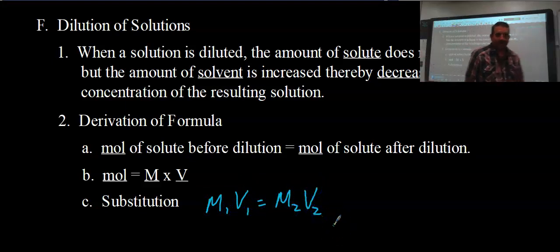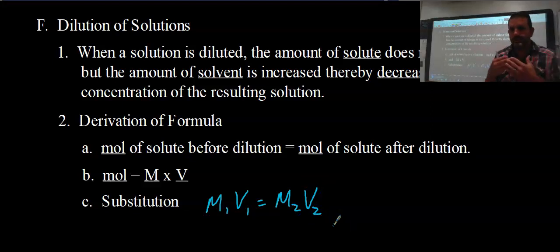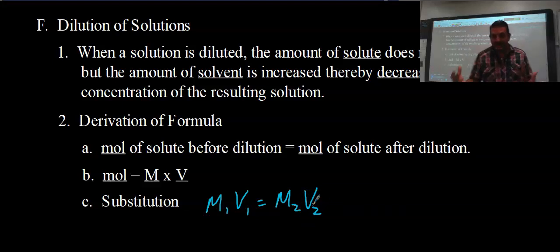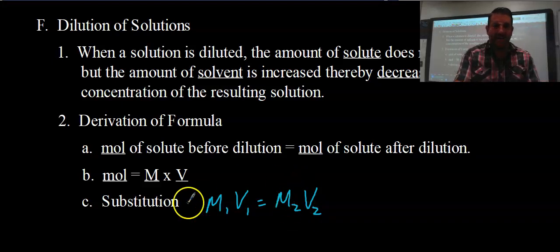So the ones represent the initial conditions, so the initial concentration and the initial volume. So that's before you dilute. And then the twos represent after diluting. Concentration after you dilute, M2. Volume after you dilute, V2. Remember, V2 has to be bigger than V1 if you're diluting. And if V2 is bigger than V1, then M2 has to be smaller than M1.